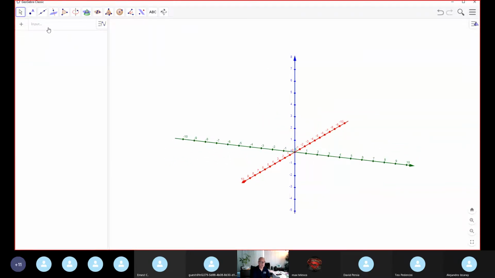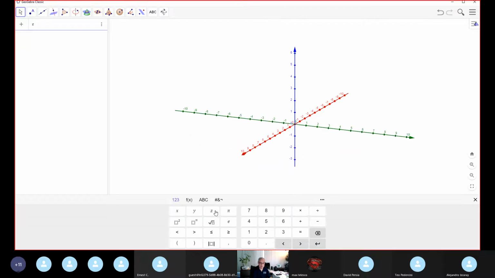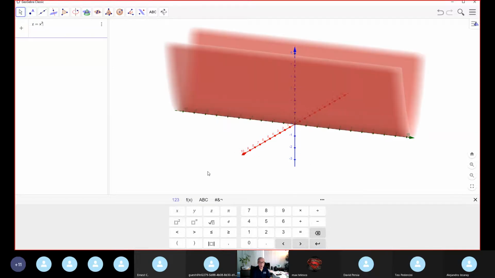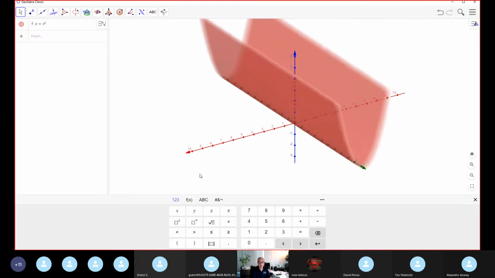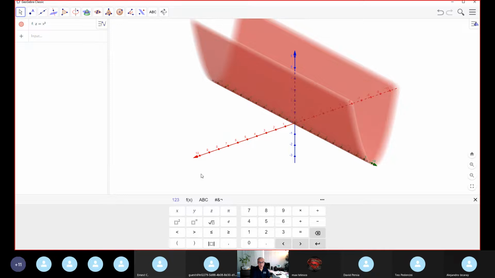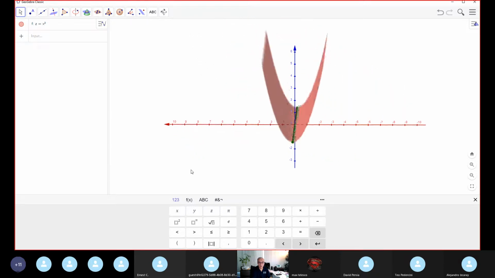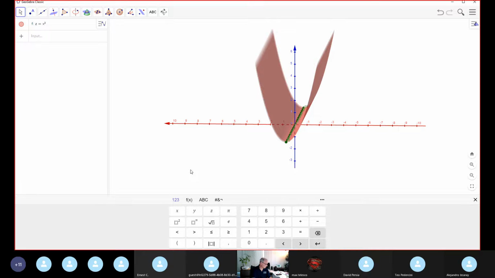Now here in the algebra panel you put the equation. The equation is z equals x squared. Bam! And you see the parabolic cylinder along the y-axis, which is the green color axis. Super cool. Any question? No question.